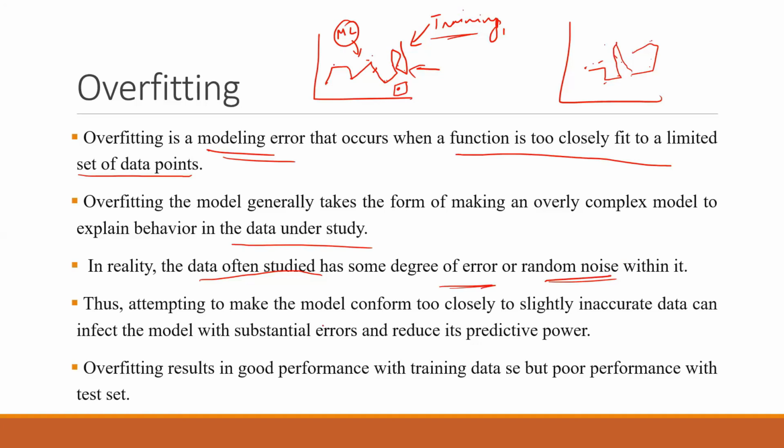So thus attempting to make the model conform too closely to slightly inaccurate data. So you don't want your model to learn the inaccurate data. This will affect your model, this will infect your model with substantial errors. So errors will be coming while doing the prediction. So overfitting results in good performance with the training data set, but poor performance with the test set.